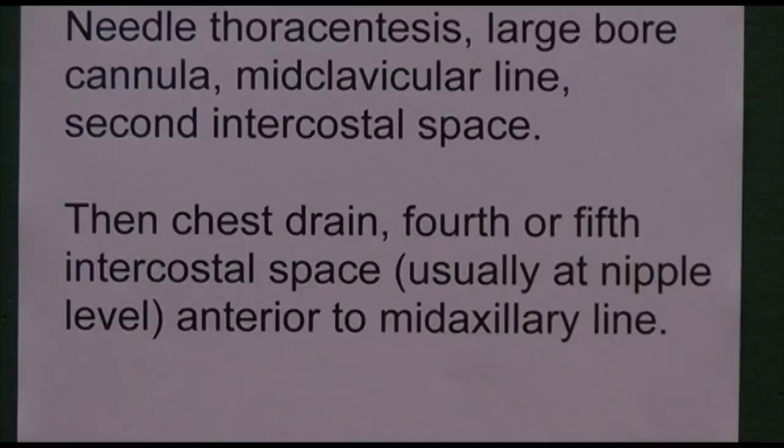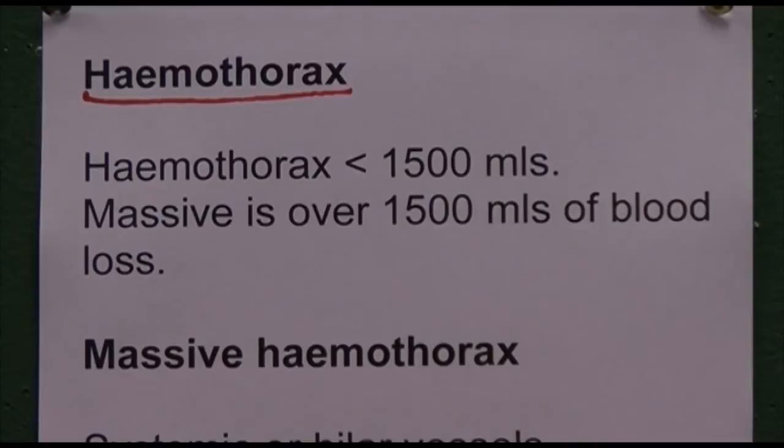Hemothorax. Well, a hemothorax is often described as less than 1500 mils of blood in the pleural space. This might be caused by lung laceration, damage to an intercostal vessel, maybe even damage to the internal mammary artery. But the key thing is with a hemothorax that's not over 1500 mils, when there's less than 1500 mils of blood, it is usually self-sealing.